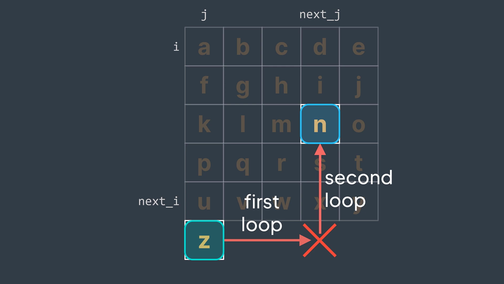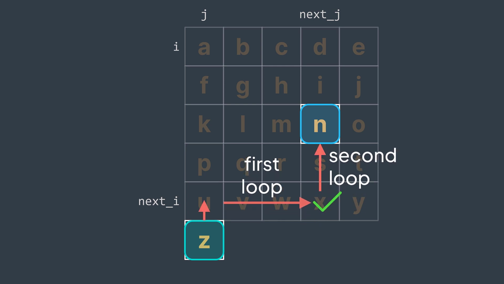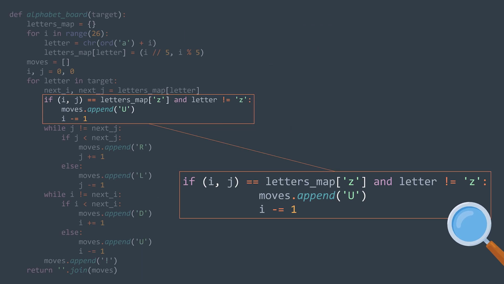The idea is that if we're at the letter Z and we want to go to a letter other than Z, we go up by one cell and we continue to work normally, just to avoid going out of the board. For example, if we want to go from Z to N, we go up once, after it we move horizontally then vertically as usual. In code, we add a condition before the loops. If i j represents the coordinates of Z and the actual letter we want to go to is not Z, we go up once, we add U to our moves and we decrement i.